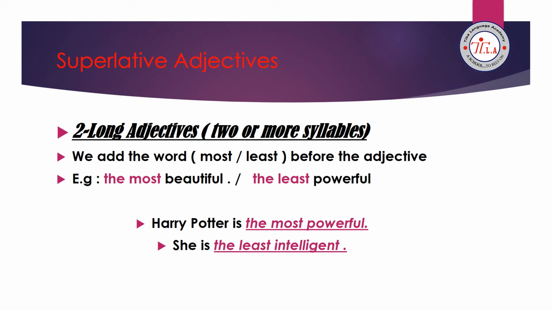Think about adjectives, okay? Look at this example. Harry Potter is the most powerful. The most powerful. This is a long adjective in superlative form. She is the least intelligent. This is the superlative form with the adjective intelligent.